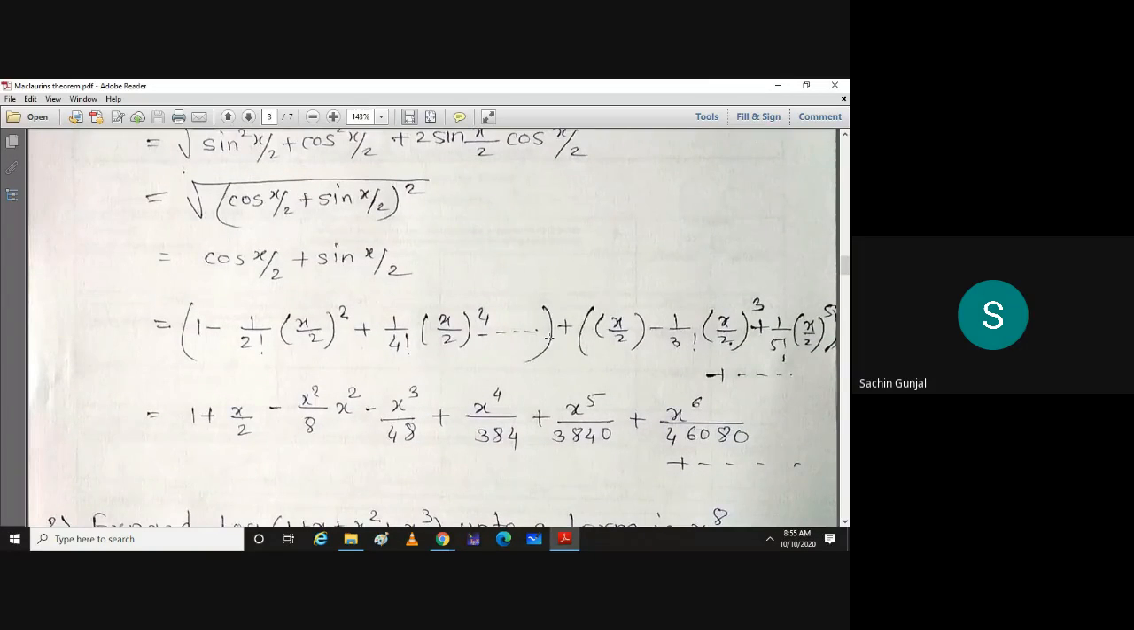All right. So just note it down. Sir, at the last, shouldn't it be minus x to the power 6? 1 minus, plus, minus. This has to be minus, right? Correct. Very good.